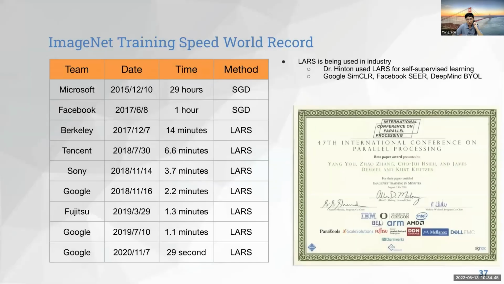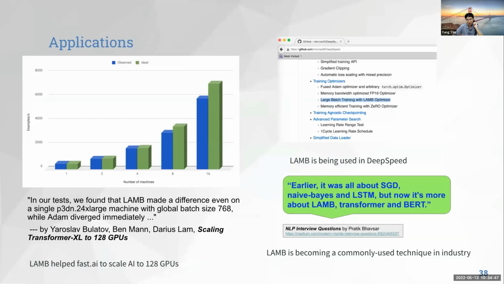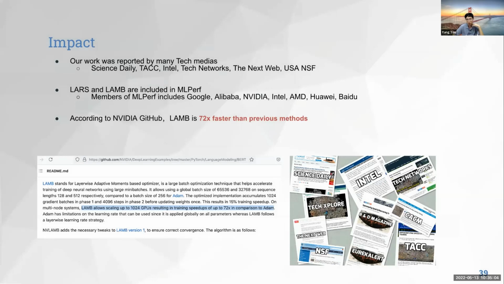Okay, I finished the second part. So here is the application of LARS and LAMB. I just want to give you a summary. Colossal-AI has a very good implementation, which will help you to maximize batch size without losing accuracy and give you the best speed of data parallelism. Also, according to NVIDIA's public GitHub, LAMB is 70 times faster than previous methods.